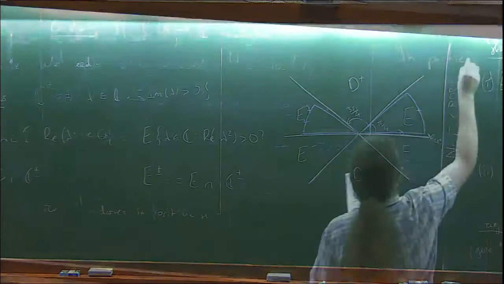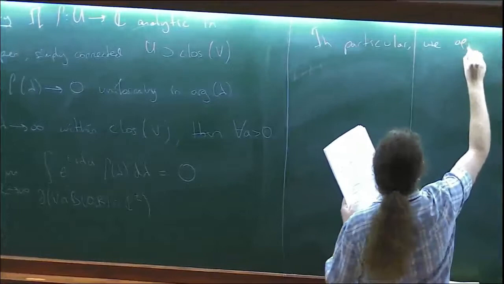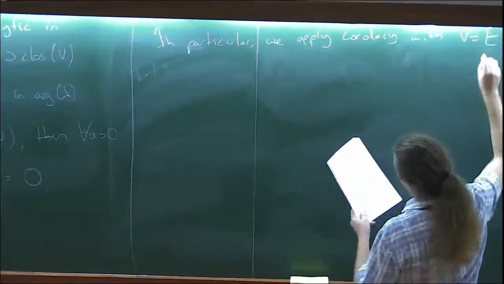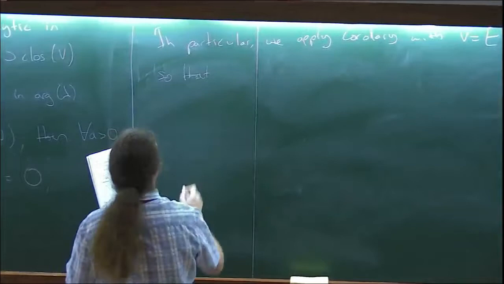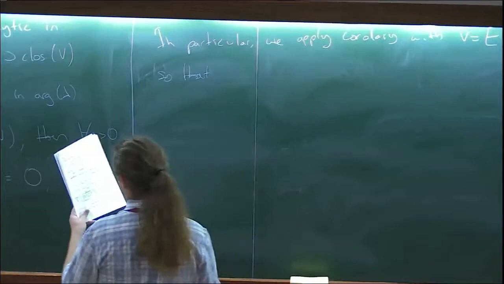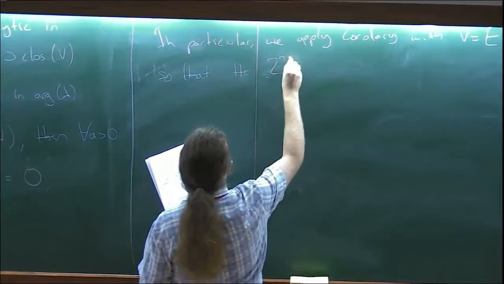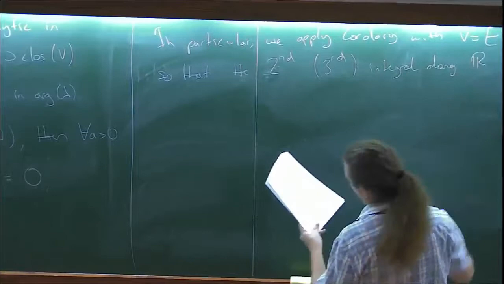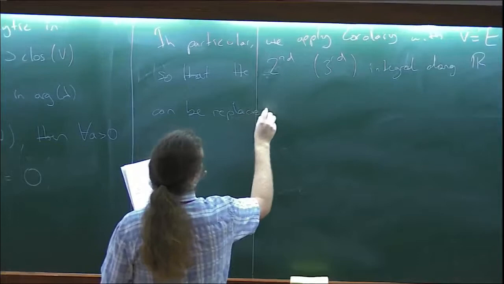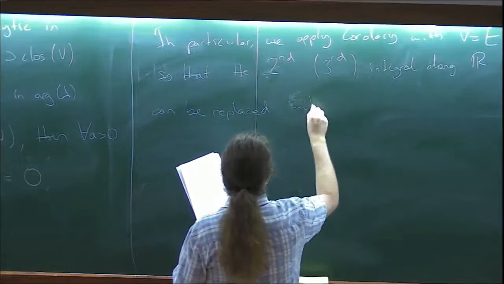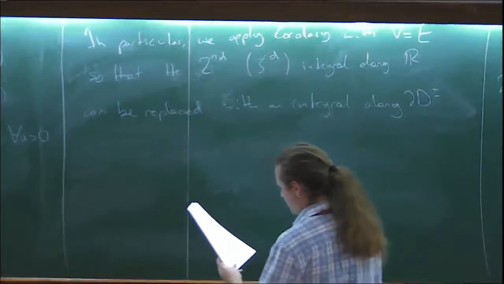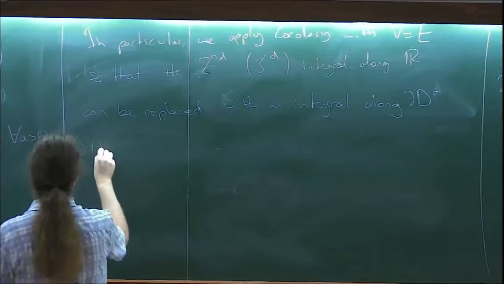So in particular, we apply the corollary with V is E, and I guess U is the upper or lower half plane, so that the second and third integral along the real line can be replaced with an integral along the boundary of D plus or boundary of D minus, respectively.